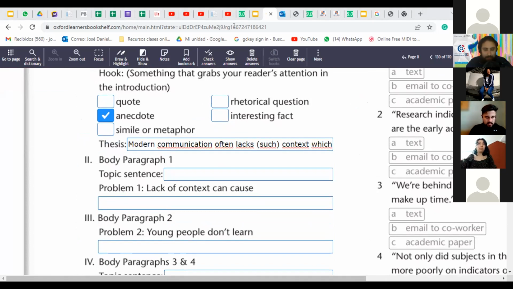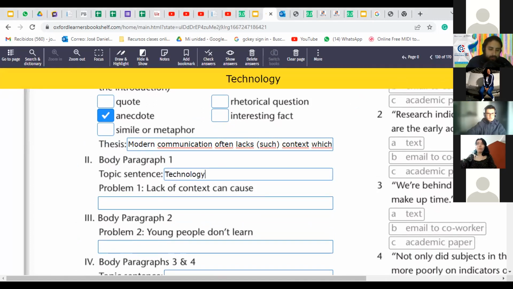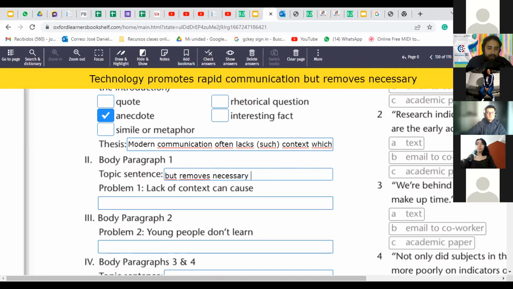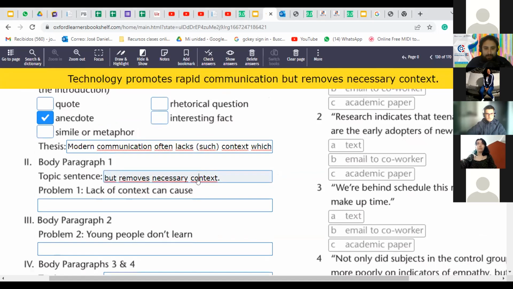Maybe Edward, tell me about it. Technology promotes rapid communication, but removes necessary context. Yes, I would say the whole thing is the topic sentence.